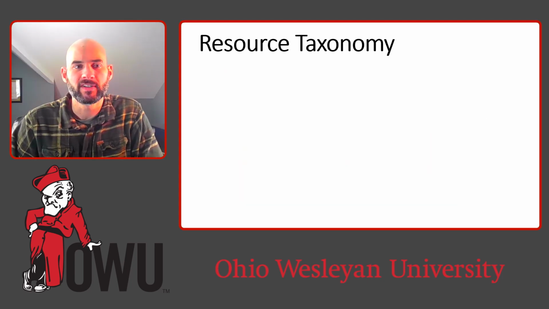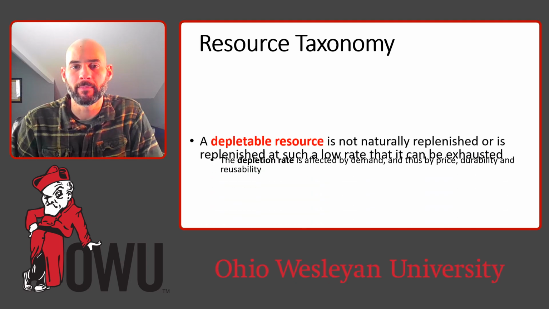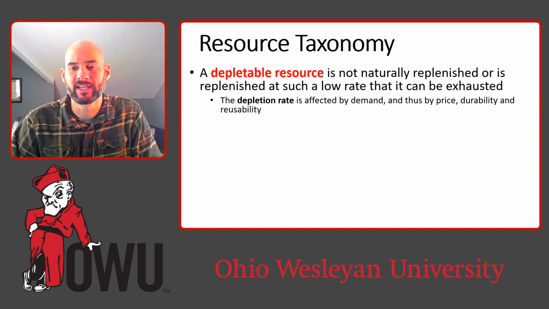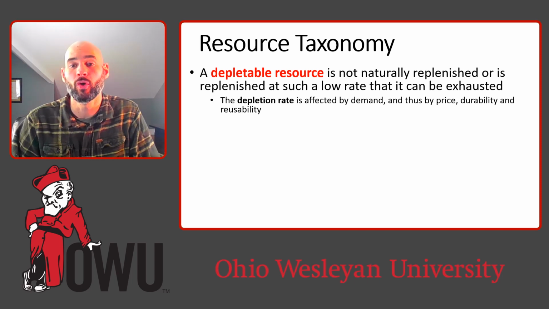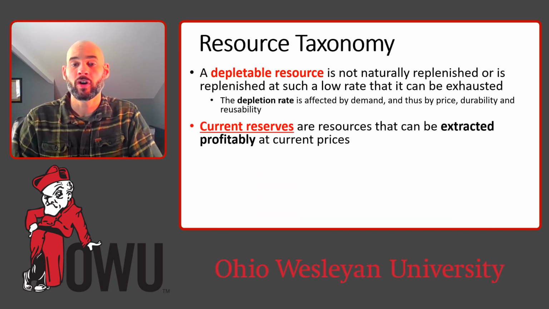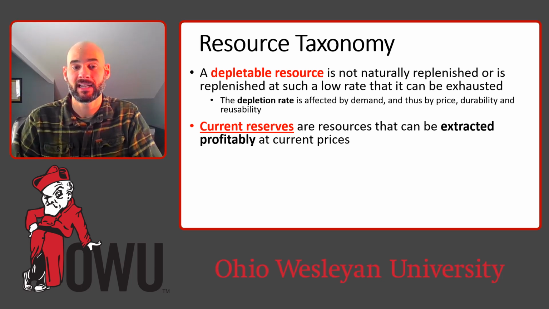Well, I guess before I do, I should probably clarify what I mean by some of those terms. A depletable resource, once again, is just a non-renewable resource, which is not naturally replenished or is replenished at such a low rate that it can be exhausted during a relevant time period. Fossil fuels are a good example. The rate at which it's depleted is affected by demand and thereby by price, as well as durability and reusability. The current reserves are going to be the resources that can be extracted profitably at current prices.